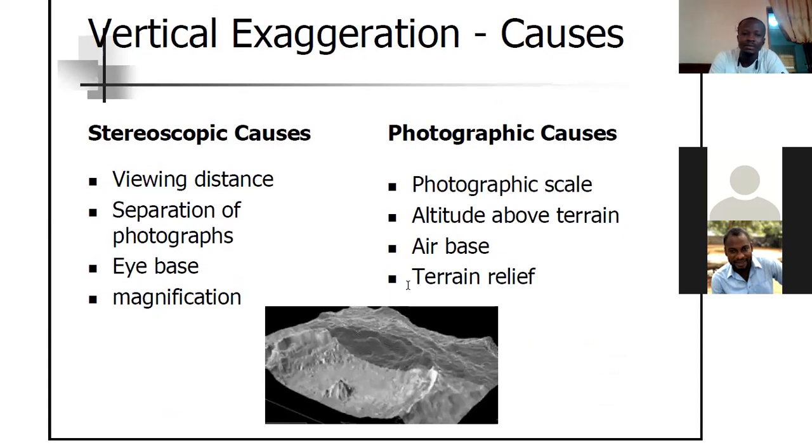So we can look at stereoscopic causes of vertical exaggeration: viewing distance, separation of photographs, eye base, like I said, magnification as well. So now the image you see here, if you change the vertical exaggeration, you tend to see the model seems more 3D. In fact, this is what you do a lot in GIS when you want to look at 3D, a scene, what we call a scene, S-C-E-N-E.